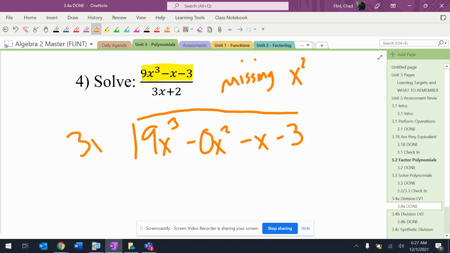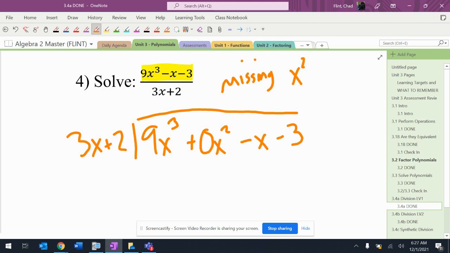So I put that in there, 3x plus 2. If there's ever any missing term, the exponents need to count down numerically from left to right. If there's a missing term, you just put in a 0. It could be plus 0, minus 0. Let's change it to plus 0. It doesn't matter, it'll work either way.